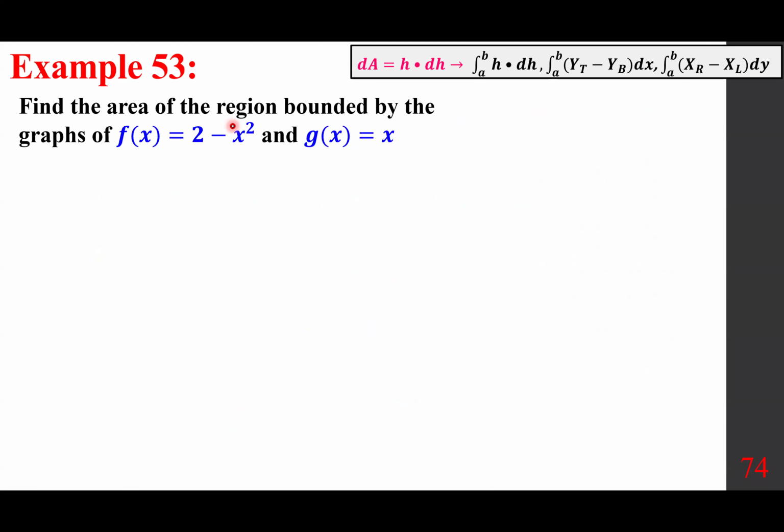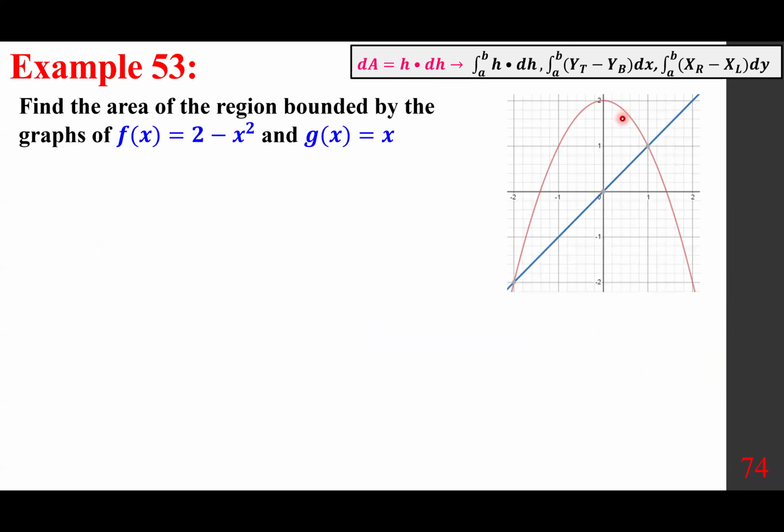Find the area of the region bounded by the graphs of f of x equals 2 minus x squared and g of x equals x. Remember, y equals x squared opens up, minus x squared opens down, 2 takes it up, and this is just y equals x, a line that goes through the origin. So we are interested in this area. That's really the answer. So we need to find these 2 points. I'm going to erase my work in a moment, but I made it huge.